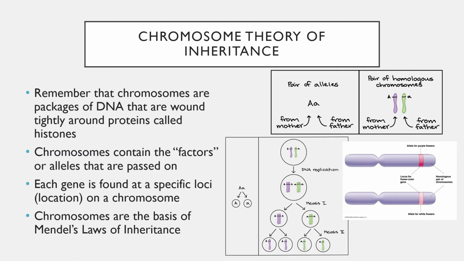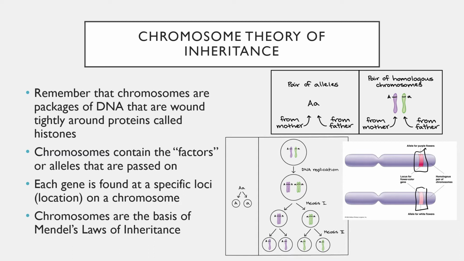So with heredity, we have this idea of a chromosomal theory of inheritance. All of our alleles are found on chromosomes, and chromosomes, if you remember from our previous unit, are just packages of DNA that are wound around proteins called histones, and they coil very tightly around each other to make these discrete units. And every single gene is found at its own specific locus or position within the chromosome itself.